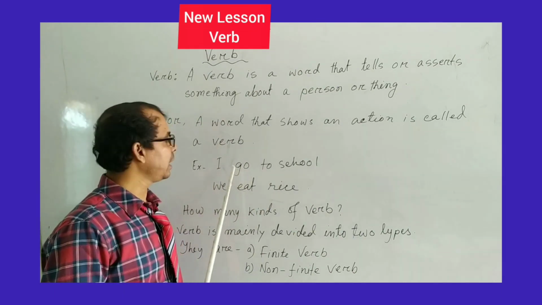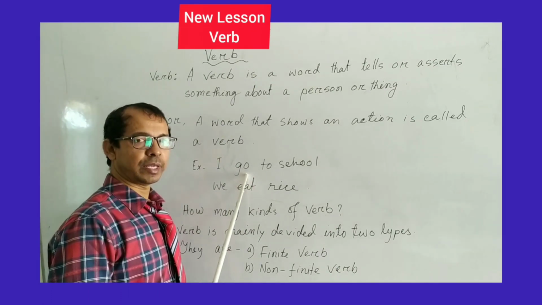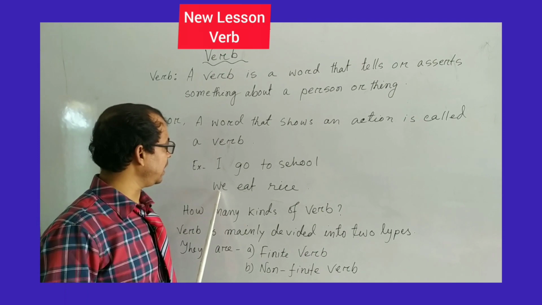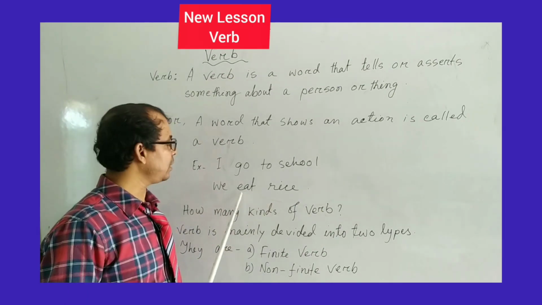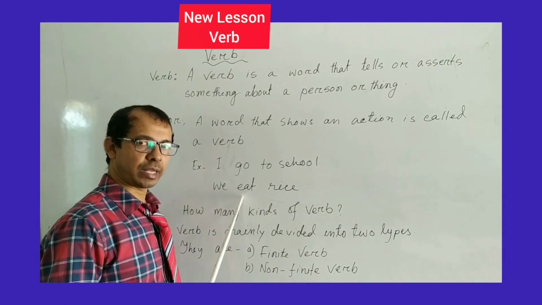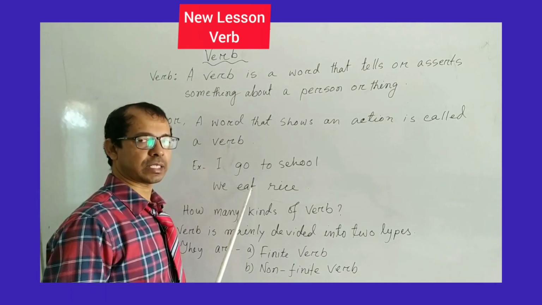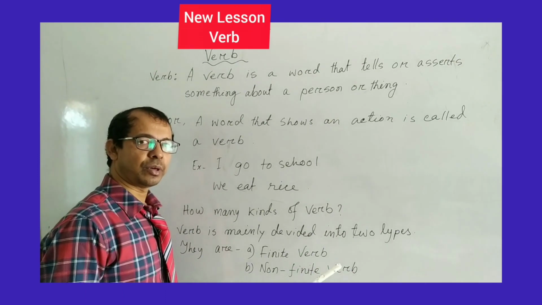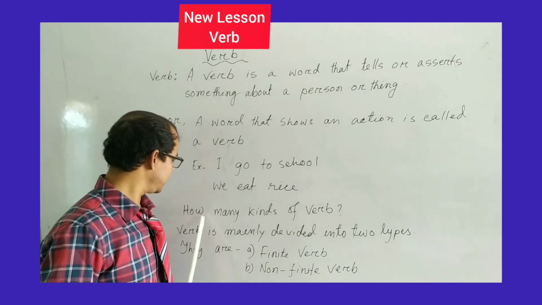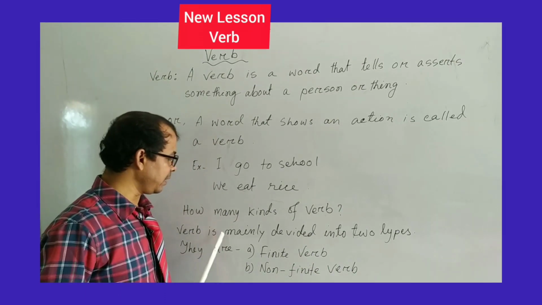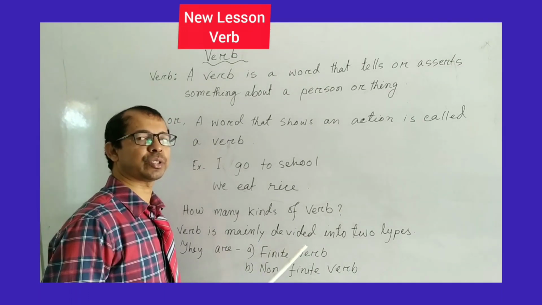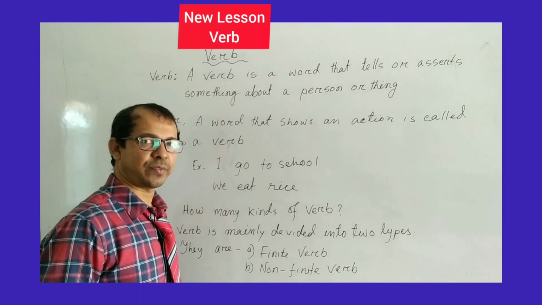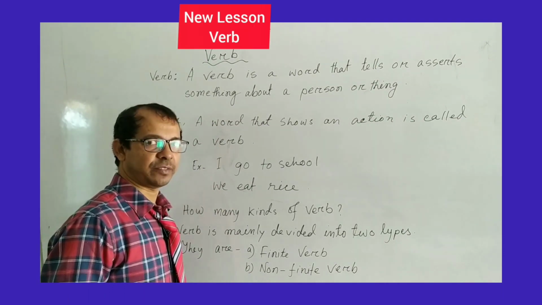Here you can see I go to school. Here go. This is the word which shows an action. And here you can see we eat rice. Here you can see eat. This word shows an action. Okay. So my dear student, then we'll know how many kinds of verbs. So here you can see verb is mainly divided into two types. And they are, first one is finite verb and non-finite verb.